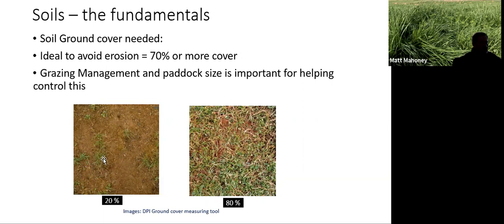So at this point where you've only got a few plants, so this is a 20% ground cover example, and over here to 80%, you can see the exposure of the soil in the 20% is far more significant to the 80%. And so if you can try not to reduce it down by overgrazing, that's been shown to really help preserve the quality and avoid those soil degradation issues.